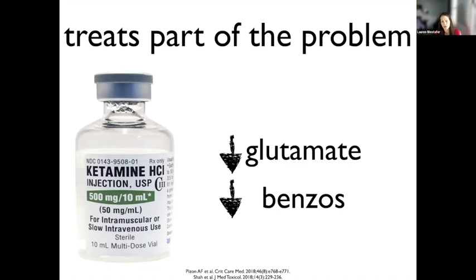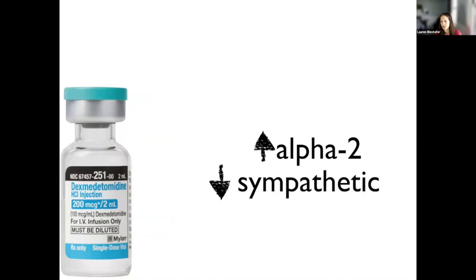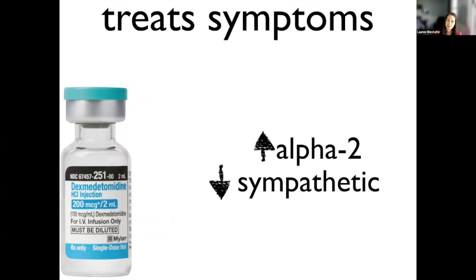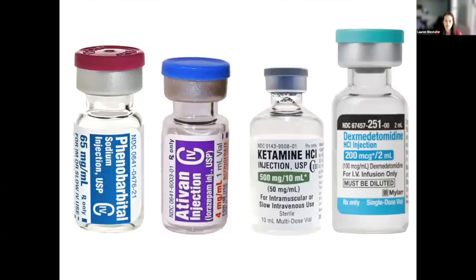It doesn't fully treat alcohol withdrawal because it doesn't have that GABA agonism that you need. Same thing with dexmedetomidine. It works on your alpha-2 receptors, so it works to decrease those sympathetic responses, which basically treats some of the symptoms, but it doesn't really treat the problem. It helps, again, like ketamine, decrease the benzodiazepines.